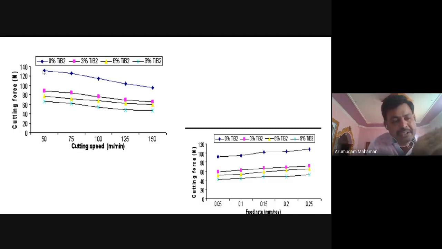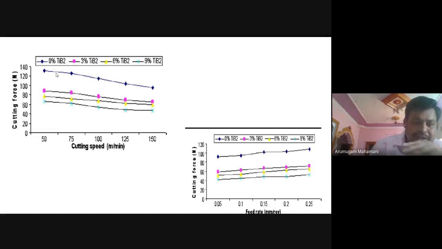Build-up edge deposition over the rake face will increase the rake angle. So whenever build-up edge formation is there, the cutting edge is minimized. Whenever the cutting edge is minimized, right, then the area of contact will be reduced. So cutting force will be maximum. And one more thing, the higher build-up edge again makes more contact.